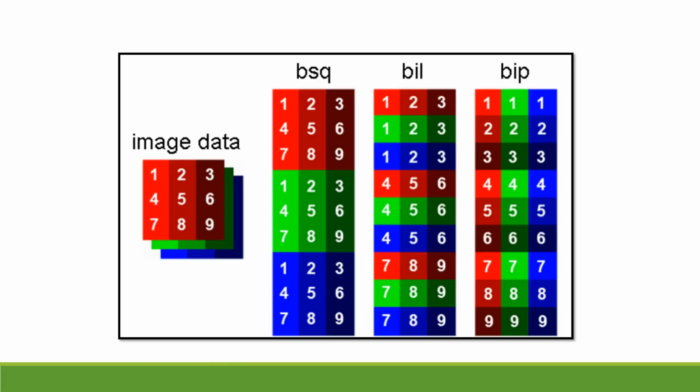So here is an image. You can see all the formats described here clearly. On the left side you can see image data which is composed of three bands. The first layer is the red band, the second layer is the green band, and the third layer is the blue band, and each layer is composed of 9 pixels: first, second, third, fourth, fifth, sixth, seventh, eighth, ninth.